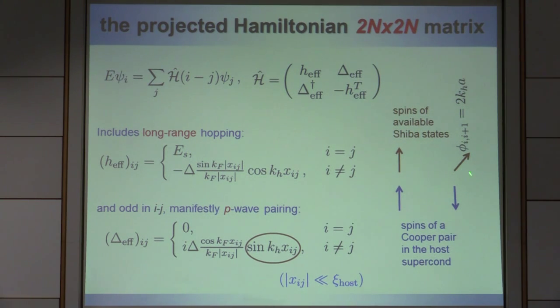So as long as the states on the chain are not exactly triplet, I can project the singlet of the Cooper pair onto the states of the chain. And that basically is given by this sine factor.